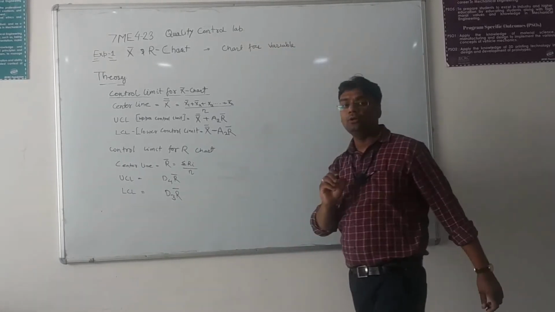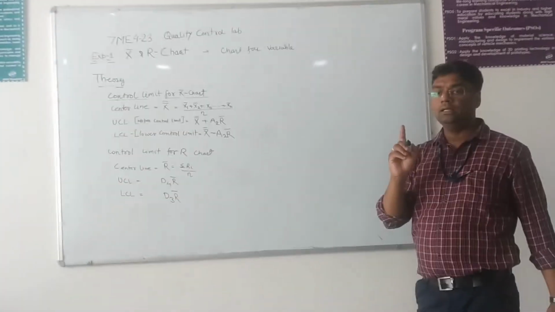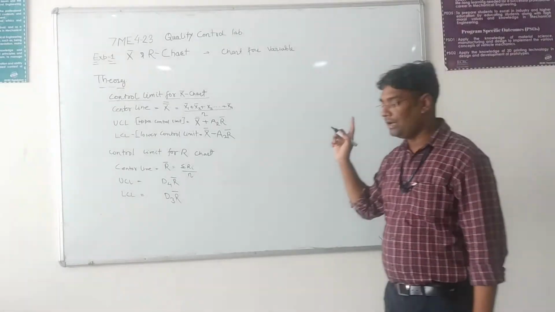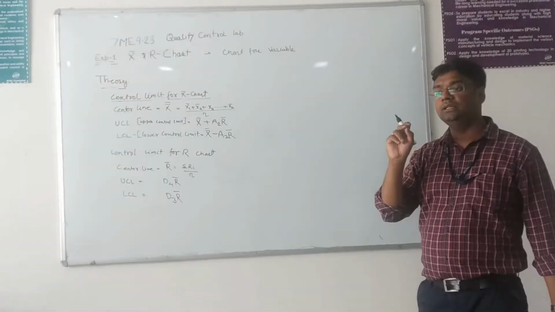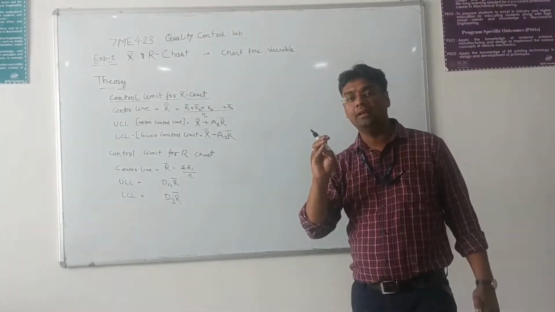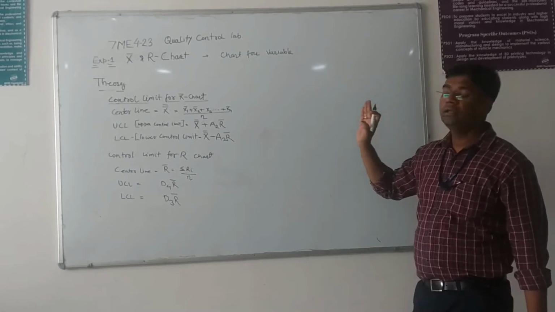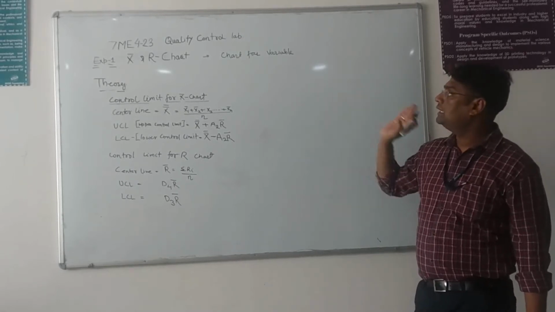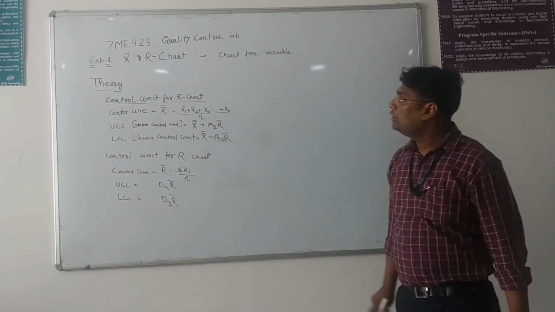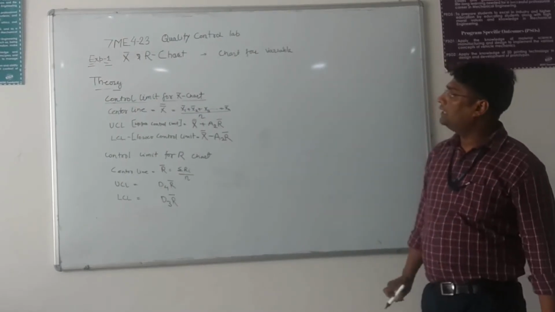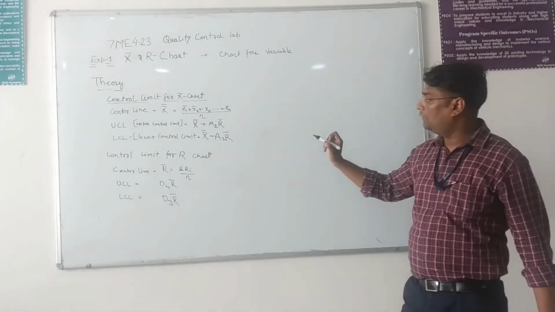We know there are two quality dimensions. One is variable, in which the quality dimensions vary, like 1.2, 1.3, like weight, length, temperature. For these dimensions we construct the X bar and R chart. To construct X bar and R chart, we need these values.